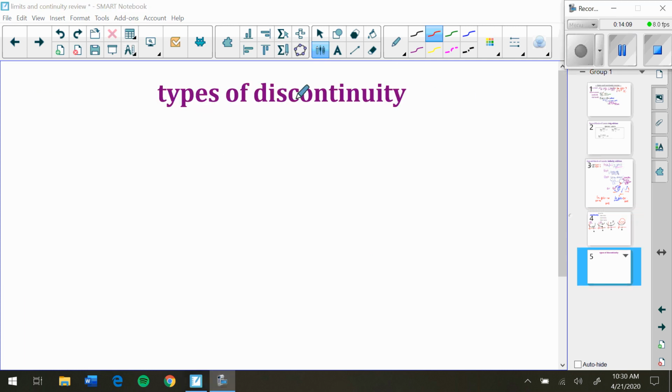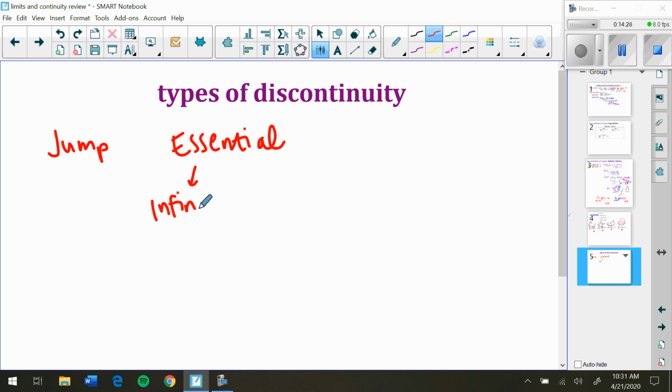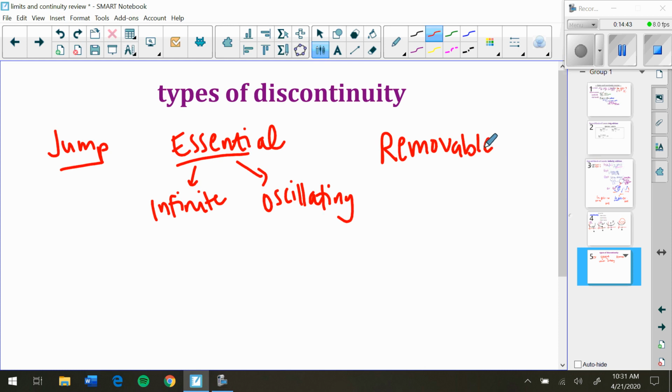Last little thing in this section was different types of discontinuities or breaks in the graph. We have three main types. We have jump, we have essential, which can be two kinds. We have infinite, or our vertical asymptotes, and oscillating, which I've shown you pictures of, but you would probably not be expected to know what that looks like just from the graph. And then last but not least, we have removable, which would be our holes.